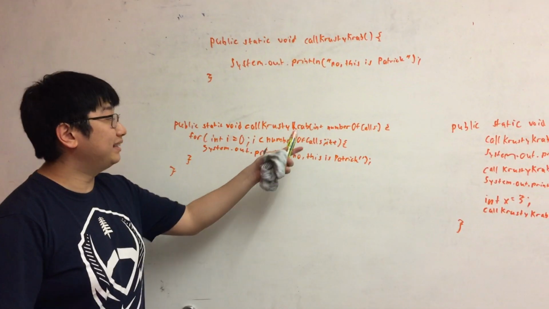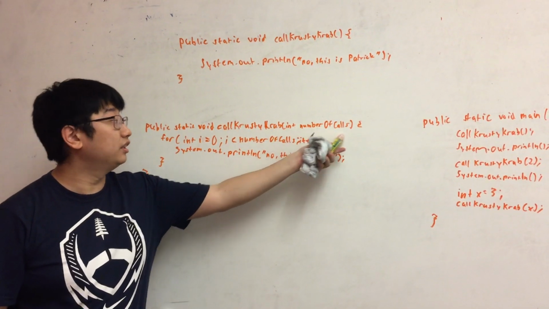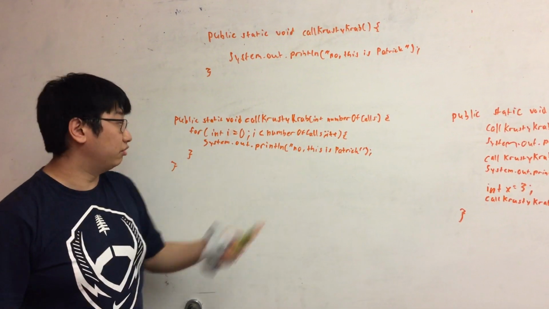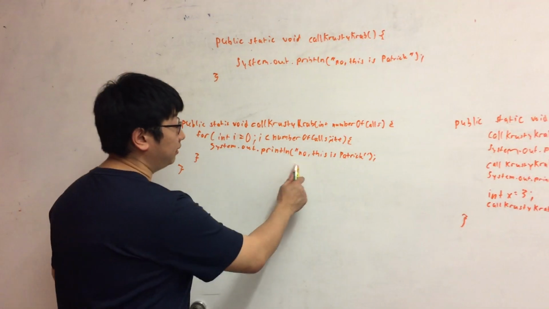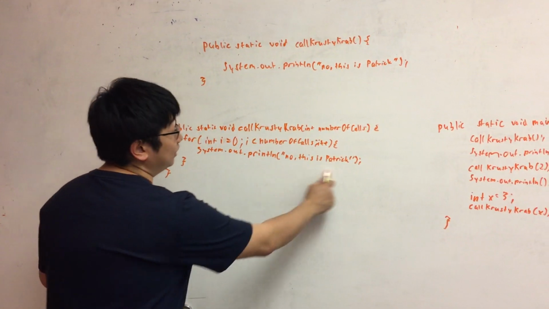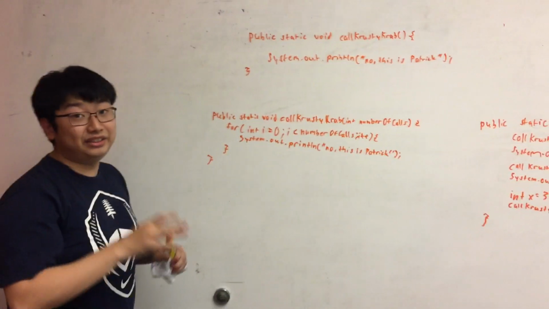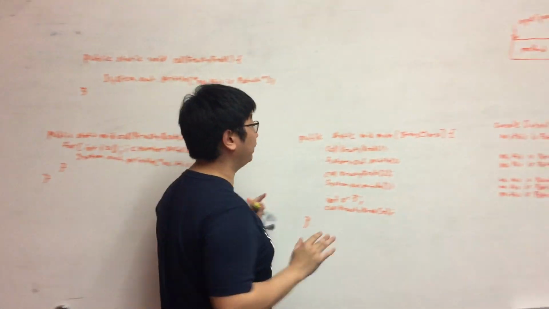And I have that method right here. Call Krusty Krab, which takes in an integer, which represents the number of calls that we're going to make to the Krusty Krab, and what it does is it simply prints out notice as Patrick number of calls times. Now to see this in action, let's go to this main method right here.